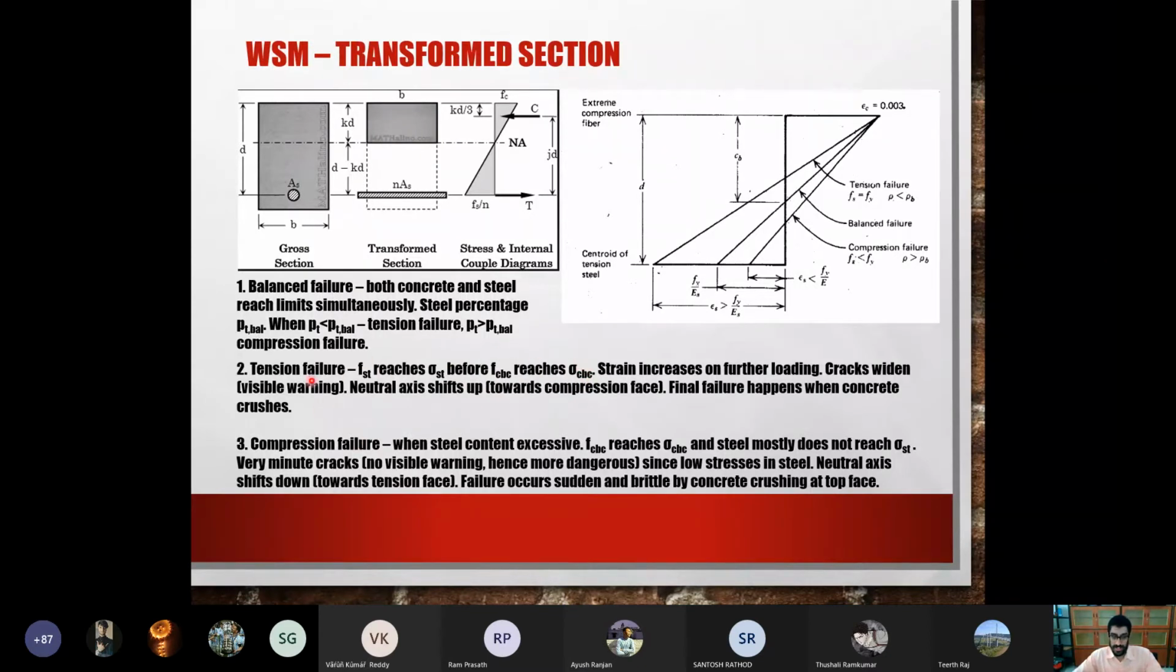So if it is a tension failure, FST will reach sigma ST before FCBC, the compression bending stress in concrete, reaches its working stress. Basically it says the steel is going to fail first in tension. So will this happen if there is more steel or if there is less steel?